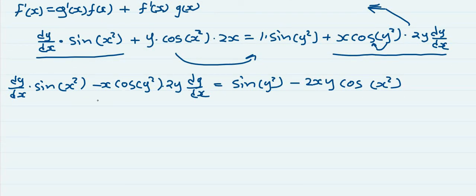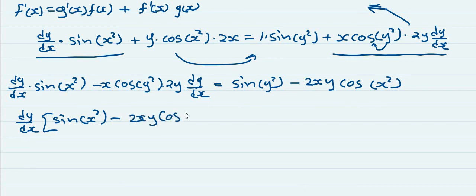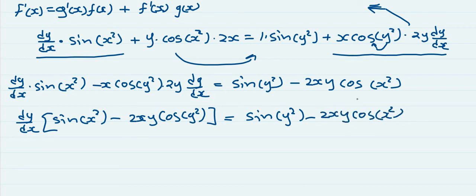So one dy over dx is a common factor this side. Dy over dx into brackets on sine of x squared minus 2xy cos of y squared. That's all brackets are. Then come right down, welcome coiling down. Come right over sine of y squared minus 2xy cos of x squared.